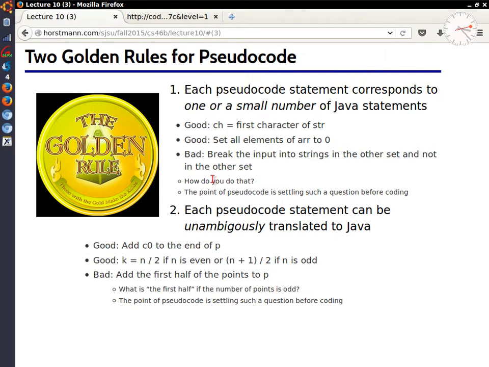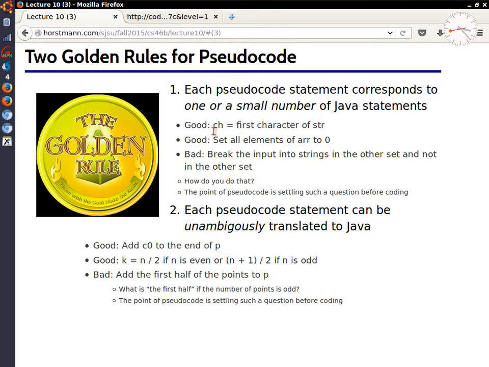So here are 2 golden rules that I think, if you followed those, and if you check with every line that you write whether they fulfill those rules, your pseudocode would come out a lot better. Both of them are very simple and very straightforward. The first rule is that a pseudocode statement should map directly into either one Java statement or into a small number of Java statements. And that sounds pretty obvious.